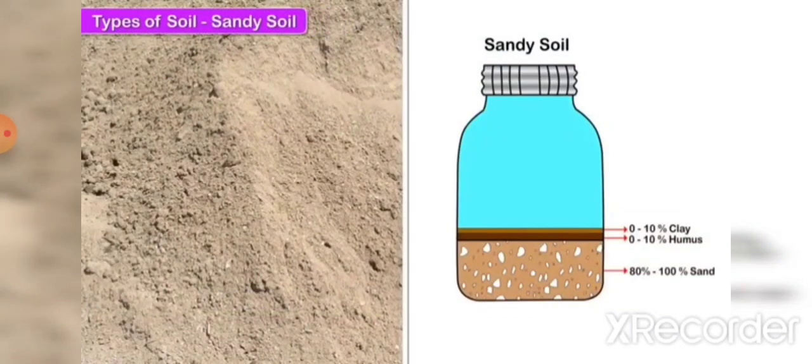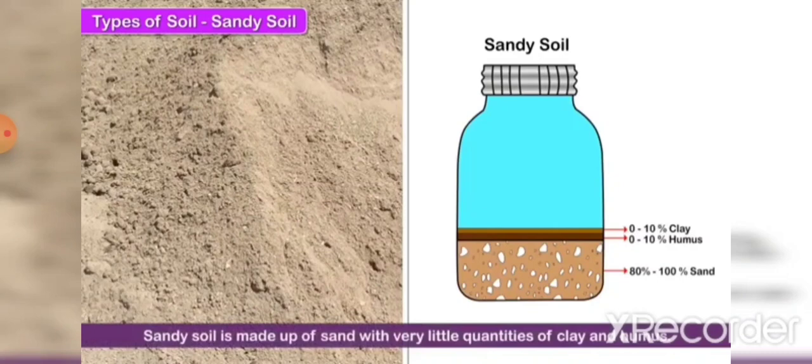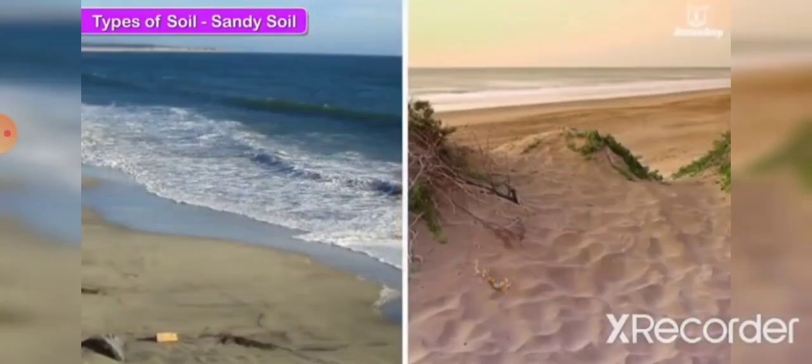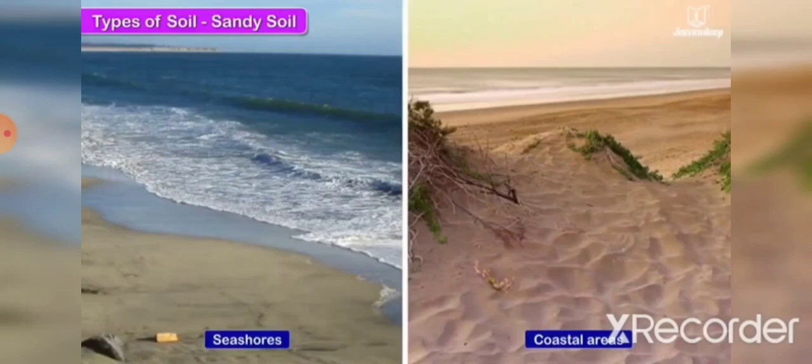First is sandy soil. What is sandy soil? Sandy soil is made up of sand with very little quantities of clay and humus. That is 0 to 10% clay, 0 to 10% humus, and 80 to 100% sand. Where is sandy soil found? On seashores and coastal areas.